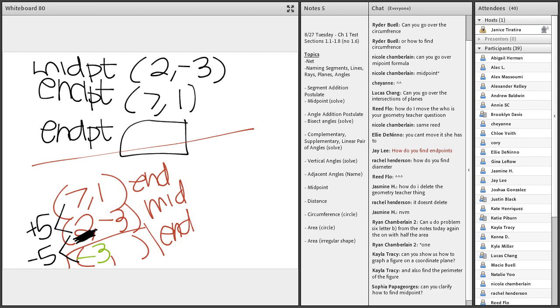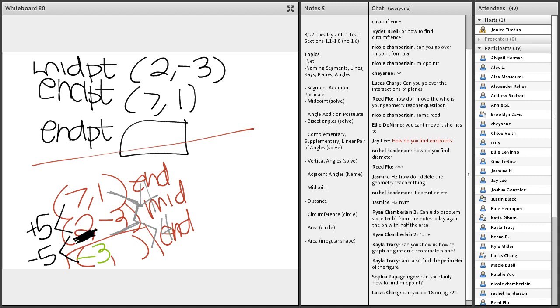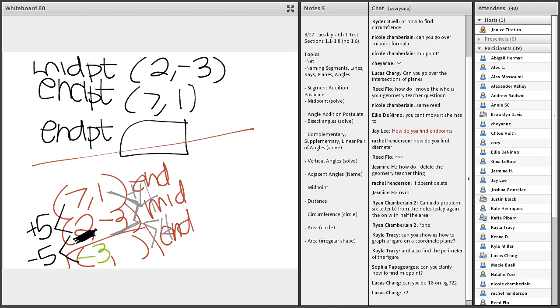Then you do the other one. So between 1 and negative 3, that's 4 units apart. And so that means negative 3 to something will be 4 units apart. So from negative 3, I added 4 to get 1. So I have to subtract 4 to get the new answer. So negative 3 minus 4 is negative 7.